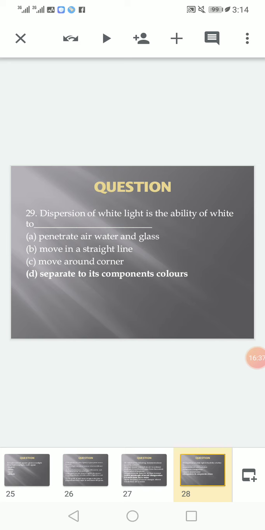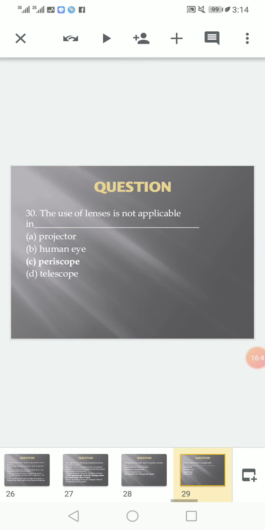Dispersion of white light is the ability of white light to separate into its component colors. So when white light separates into its component colors, it is called dispersion of white light. The use of lenses is not applicable in a periscope.